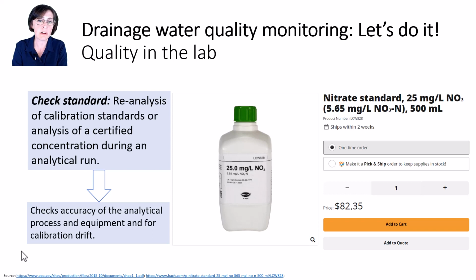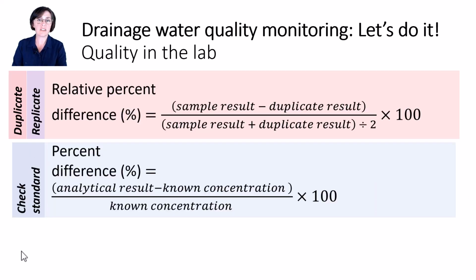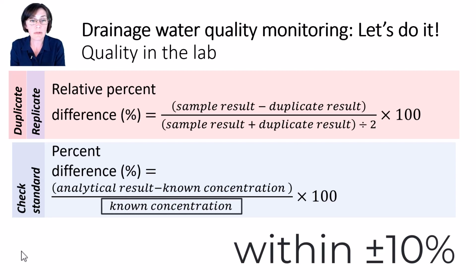And sometimes we run check standards using purchased solutions with certified concentrations. For example, you see the solution of 25 milligrams nitrate per liter. Check standards are assessed using a similar equation to duplicates, but this isn't a relative percent difference. This is just the equation for percent difference. And the difference here is that we do have a true value to compare with when we're using a check standard. But similarly, we're looking for the result of that math to be within plus or minus 10%.